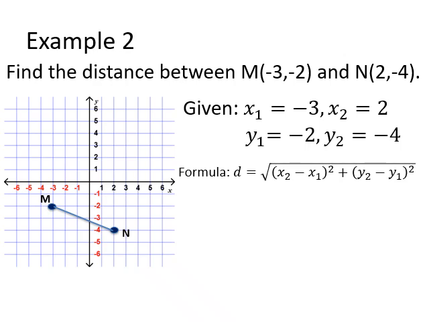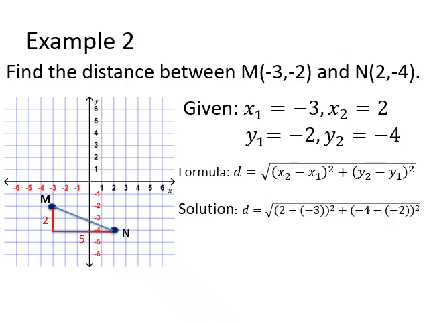So by inspection, you can determine the horizontal and the vertical distance. You just count. This is 5, and this is 2. So the horizontal distance is 5, and the vertical distance is 2. So if we're going to follow the distance formula, that is the square root of 2 minus negative 3, and then plus negative 4 minus negative 2.